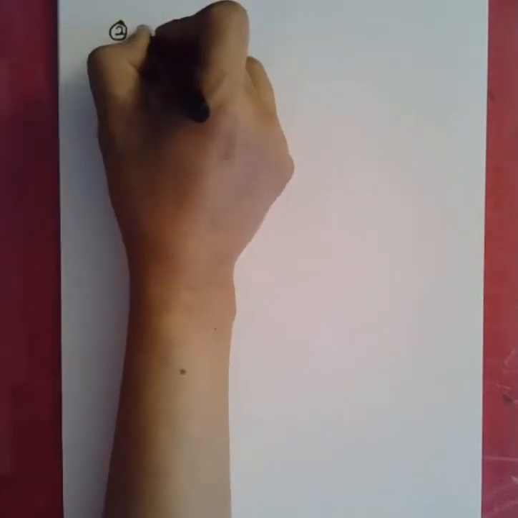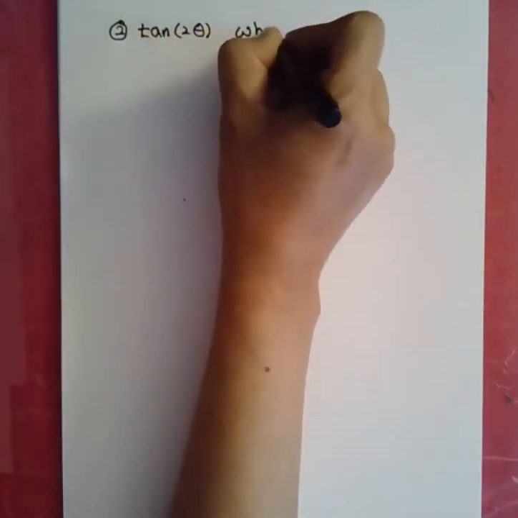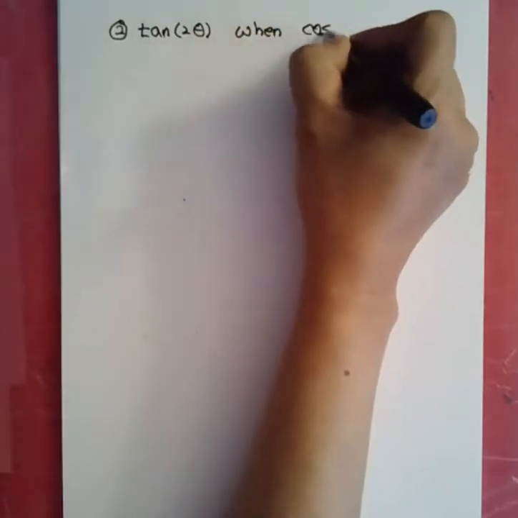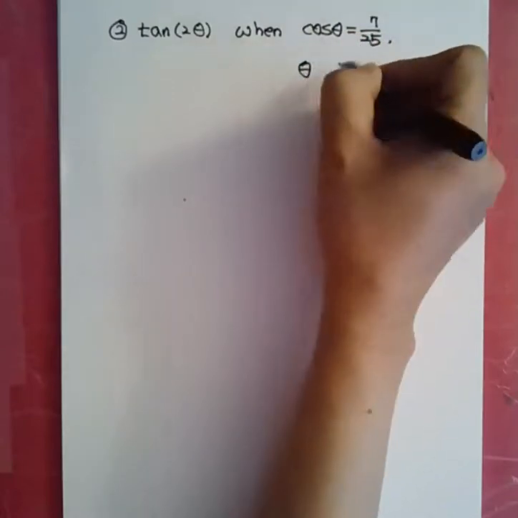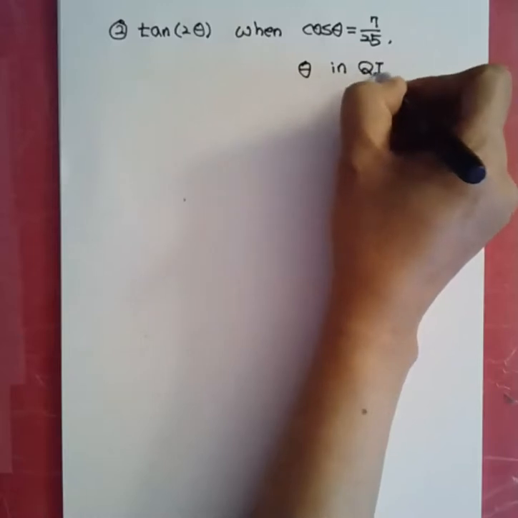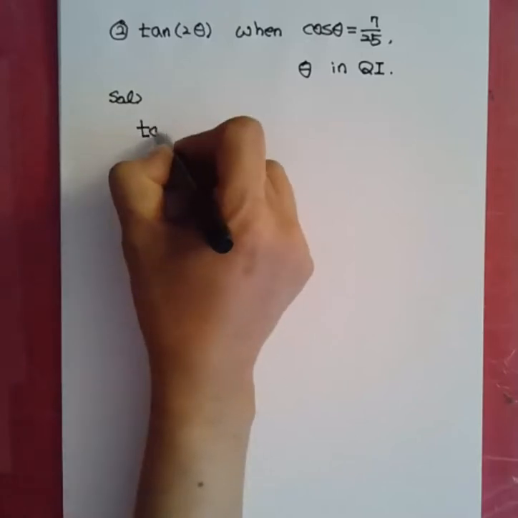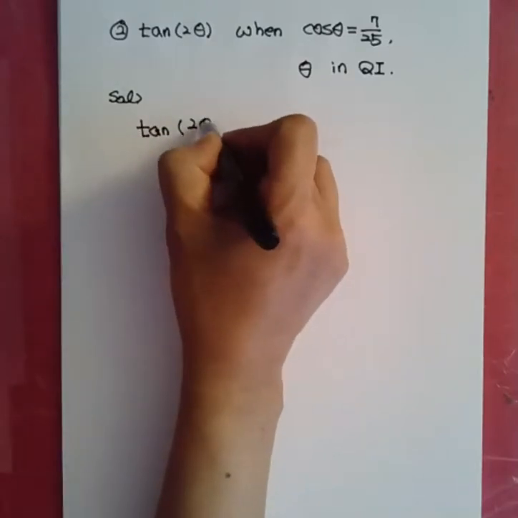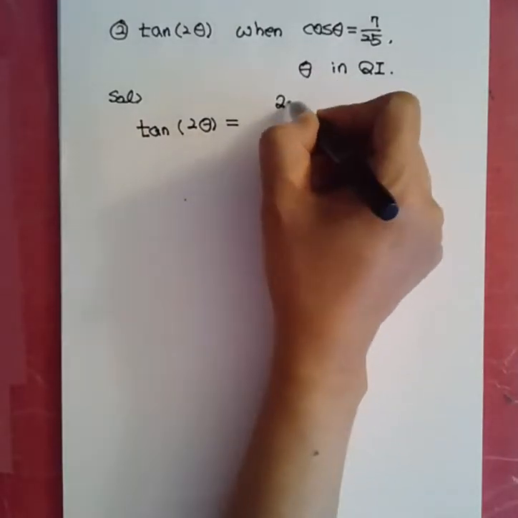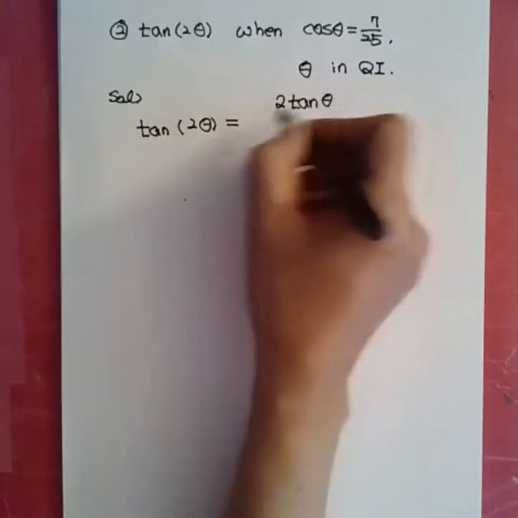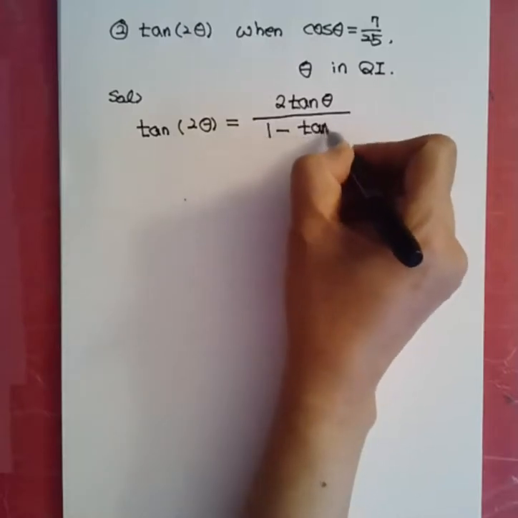The second question is tangent of 2 theta when cosine of theta equals 7/25 and theta is in quadrant 1. We will use the double angle formula derived from the sum formula of the tangent function. Then that is 2 tangent of theta over 1 minus tangent squared of theta.